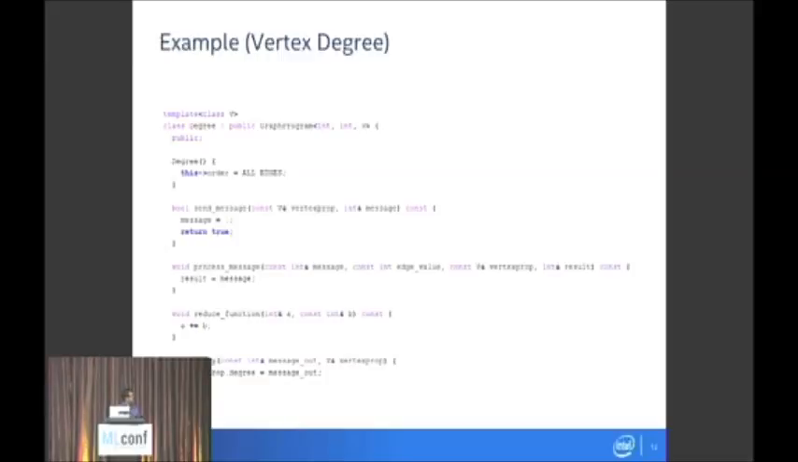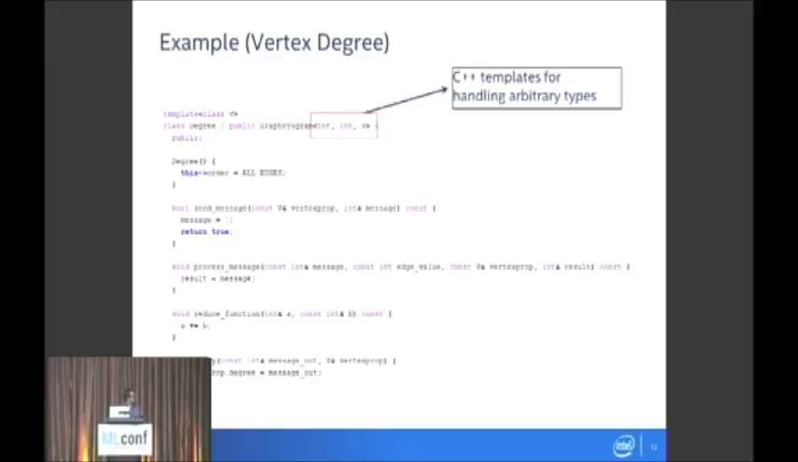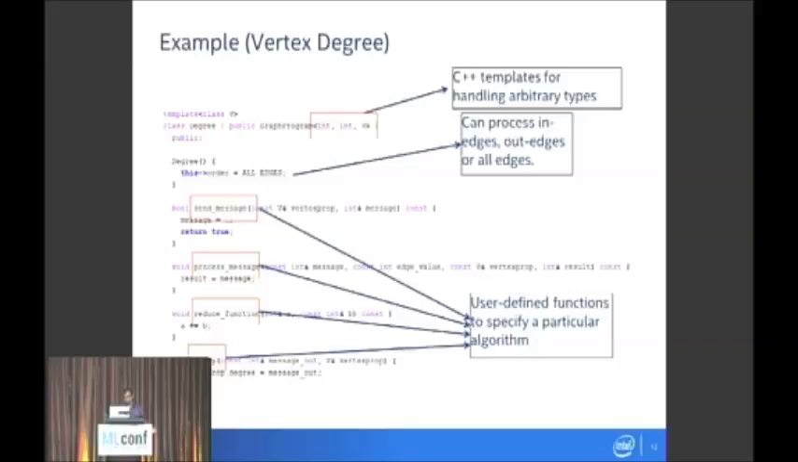So to give you a quick code example, this is in C++. We do have C++ template specialization for handling arbitrary data types. So you're not restricted to the few data types that we provide. You can write whatever you want. You can process in edges, out edges, all edges, and you have a few more customization options. And then you basically write your 4 functions that define your Vertex program. So this is all you basically have to write. This is for calculating Vertex degree, looking at all the edges. If you want to look at only in degree or out degree, that's just a very simple change.